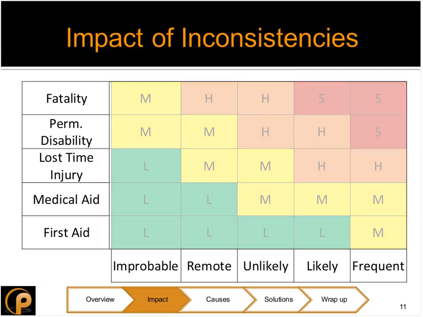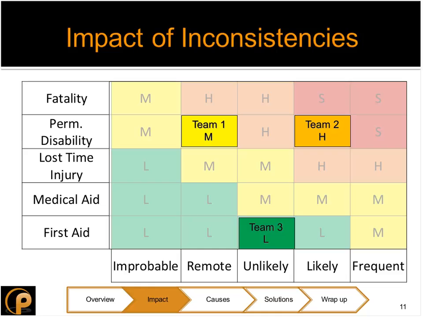Well, Team 1 said that they'd have a permanent disability that was remote, and they get a medium risk. Team 2, on the other hand, had the same permanent disability, but a likely scenario because they didn't have any safeguards. Team 3, given that they didn't think the severity was very high, have a first aid and a low risk overall based on the unlikely likelihood.